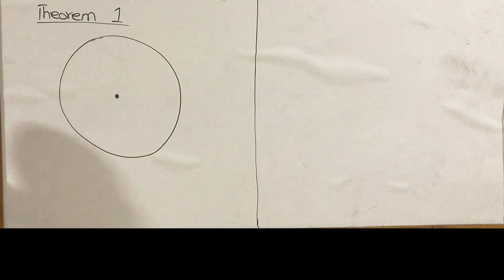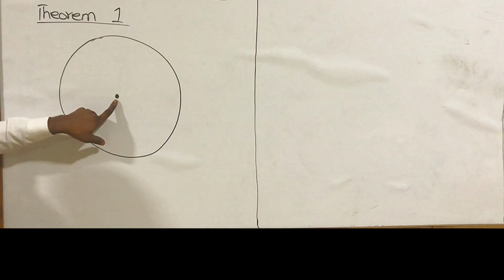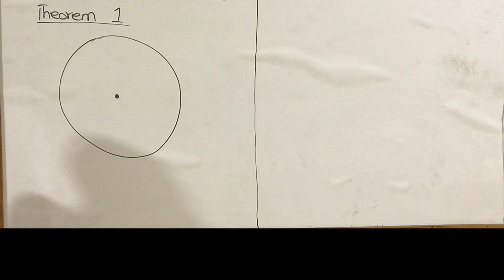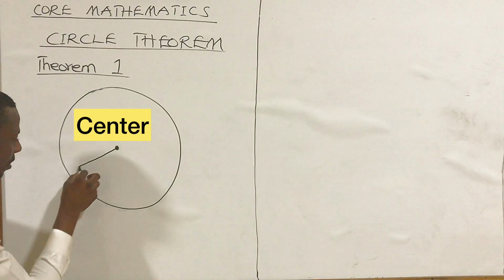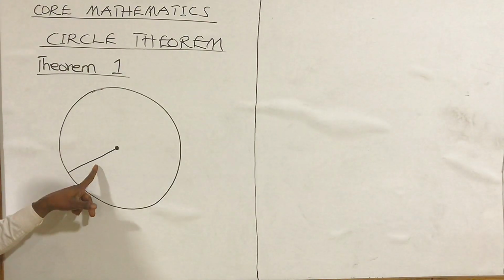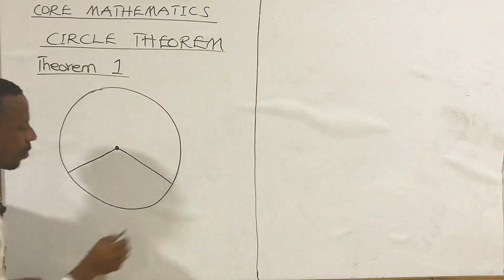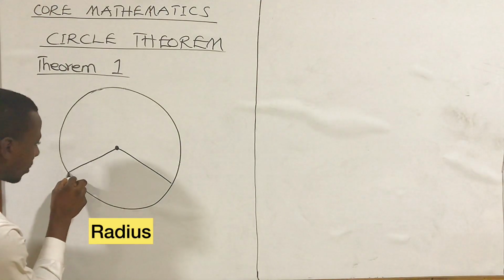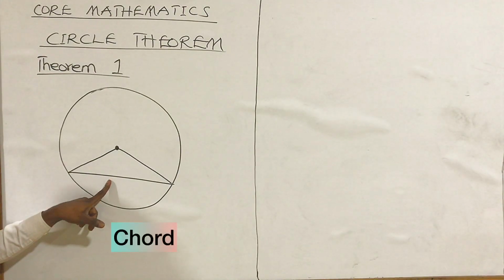Alright, in the previous video, we looked at some parts of a circle. And we said that this part is called, yes, I hope you can help me. We call this the center. What about this line here? Good, it is a radius. What about this line? It is also a radius. What about the line beneath? This is a chord.